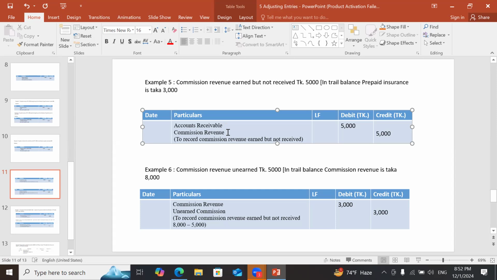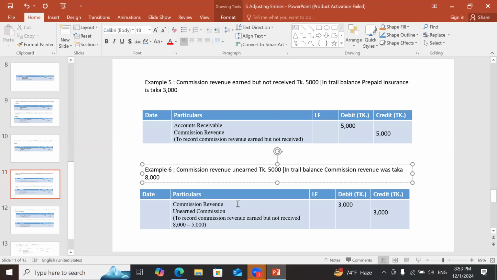I think no confusion. The example number 5. Okay. Example number 6. Commission revenue unearned 5,000. In the trial balance, commission revenue was 8,000. Okay. Commission revenue unearned 5,000, and in trial balance 8,000.